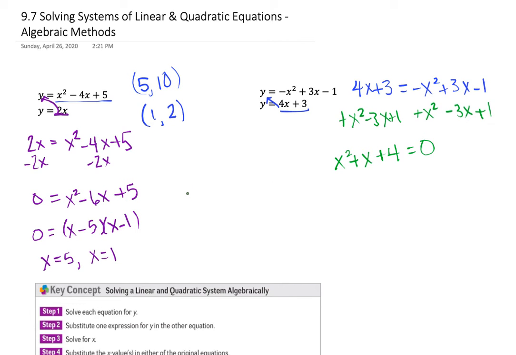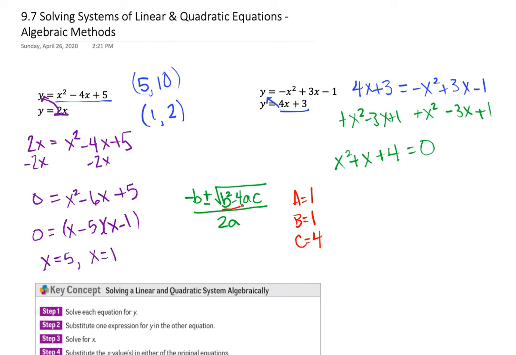So just in case you forgot, I'm just going to write it down right here. Negative b plus or minus the square root of b squared minus 4 times a times c, over 2a. And I'm going to pick out my a and my b and my c so that I can at least do the discriminant, and then I'll know how many solutions I'm supposed to have. So my a is 1, my b is 1, and my c is 4.